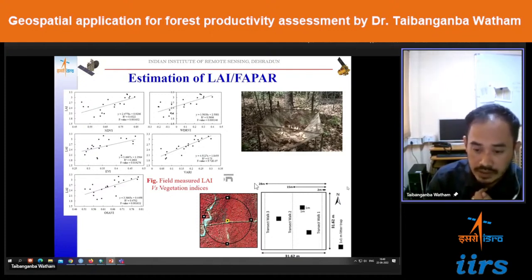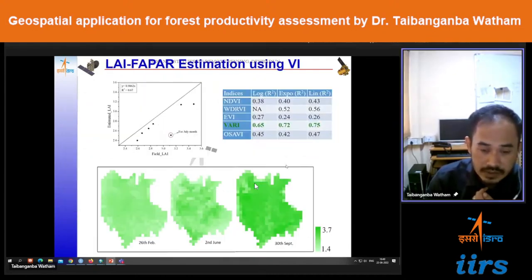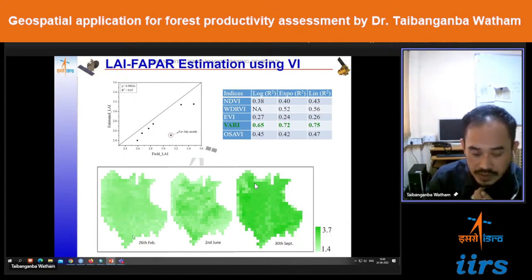This is how we have done it, using the plant canopy analyzer or a field instrument like the ceptometer. We can always measure the LAI. Once we have the ground measurement, we can relate it with the satellite vegetation indices. Then we can extrapolate for the larger area. We found it to be the best one. Then we can extrapolate for the whole study area the leaf area index, the LAI value, how it changes spatially as well as how it changes with time, or temporally. In this way, we can estimate the LAI.